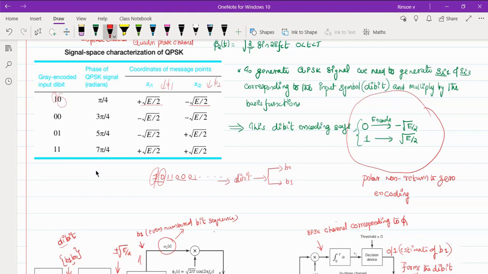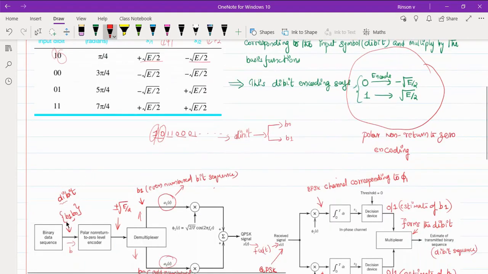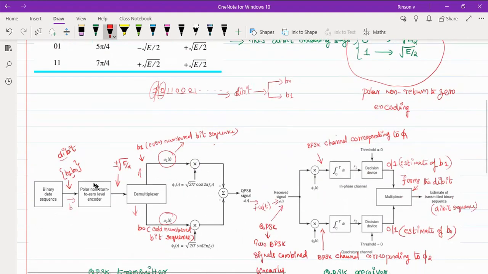So the first part of the generation will be a polar non-return to 0 encoder. That is, I have a binary stream coming in. So you take this as B1 and this as B0, and in the next bits take this as B1 and this as B0, like that. So you need to separate B0 and B1, and multiply each with its basis and generate this QPSK signal.